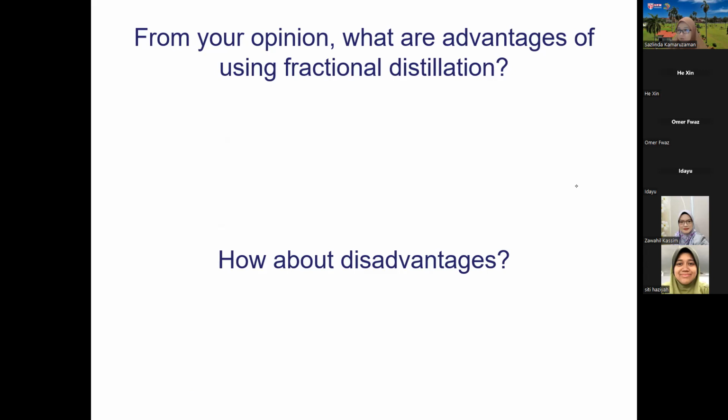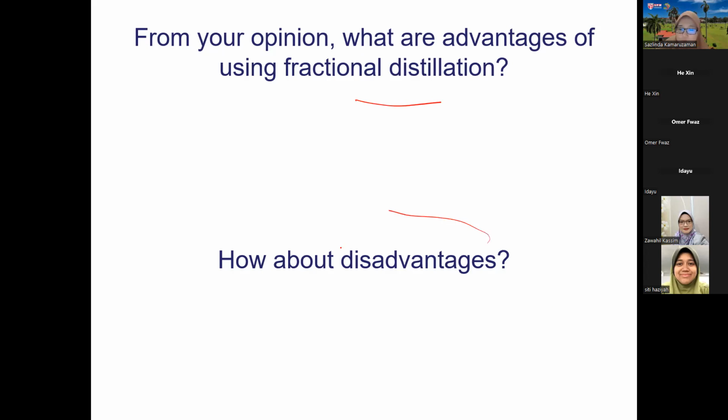Okay, that's correct. So we can save time, it's more rapid. And of course, it's a great advantage if we have a mixture with similar boiling points, like Ida said. Another advantage that I want to highlight is that fractional distillation always refers to purification. It's quite important because it can purify much more in a much shorter time.